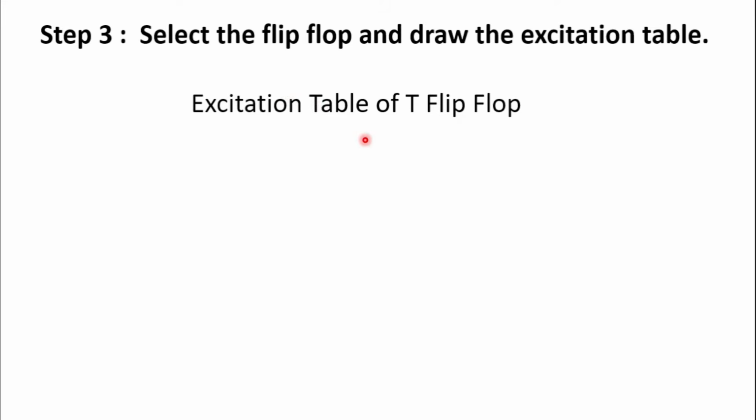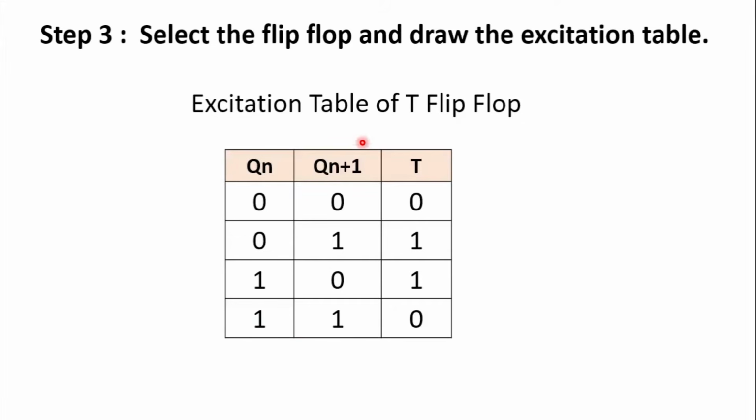Now what is the excitation table of a flip-flop? Excitation table means the table which shows what input you should apply to the T flip-flop so as to make the transition from present state to next state. Here Qn represents the present state, Qn plus 1 represents the next state. So when Qn is 0, the present state is 0, and that 0 goes to the next state and the same 0 is retained, in that case the value of T should be 0.